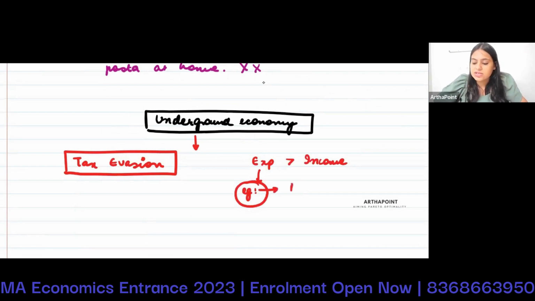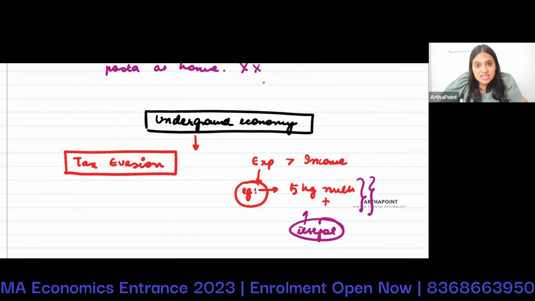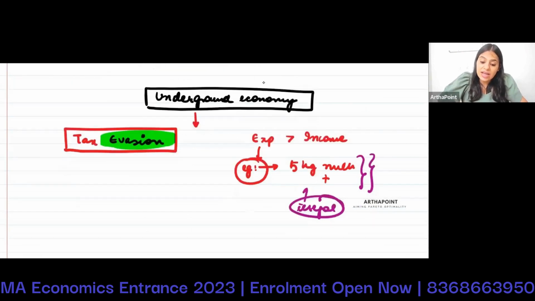Every day, 5 kg of milk comes to my place. A lot of exclusive food comes to my place. So I am doing expenditure. The government knows that there is this illegal market where trade takes place. But as long as I'm evading, not showing it to the government, it is not a part of the GDP. Here the government can act.